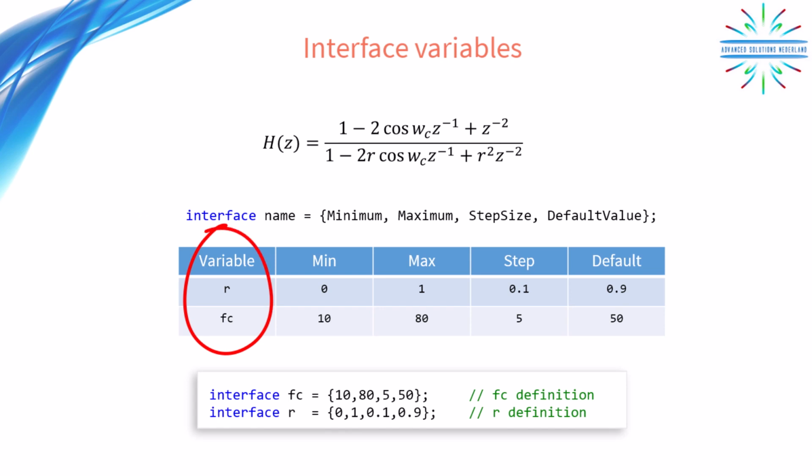Let's say that we wish to vary FC between 10 and 80 Hz, with a step size of 5, and set an initial value of 50 Hz. We can simply enter these values into the interface variable array as shown. Likewise for radius r, varying the radius between 0 and 1 with a 0.1 step size, we enter the following.